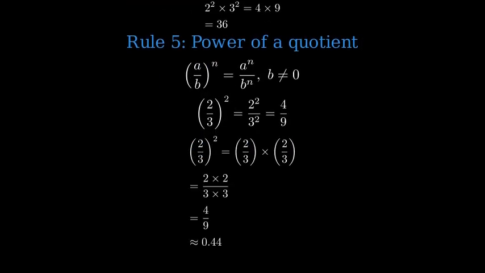Let's check this. 2 over 3 is approximately 0.66. When squared, we get approximately 0.44. 4 divided by 9 is also approximately 0.44, confirming our rule.